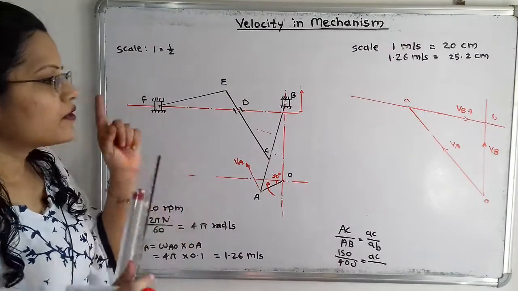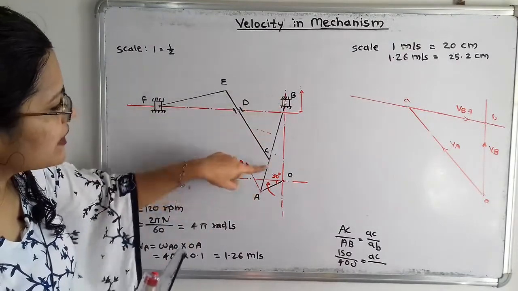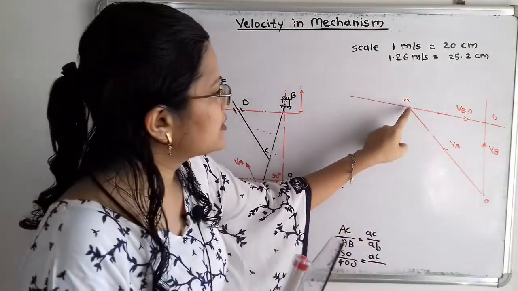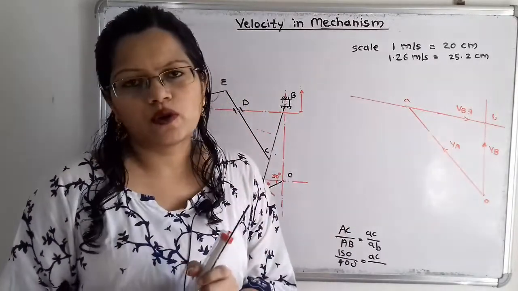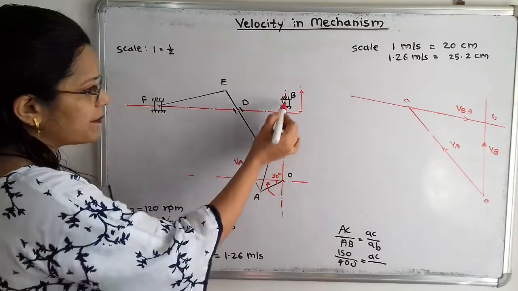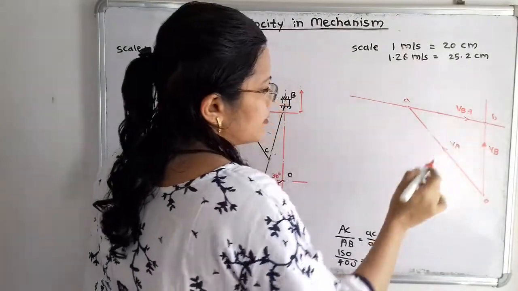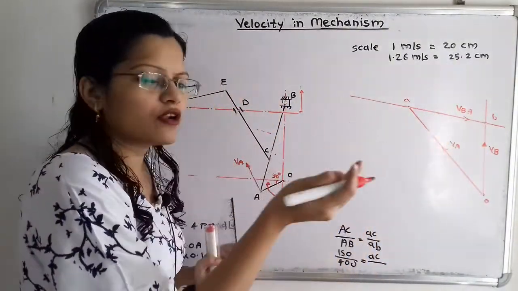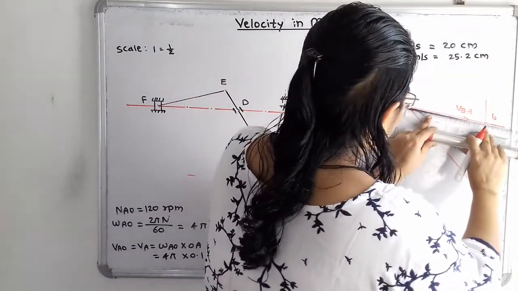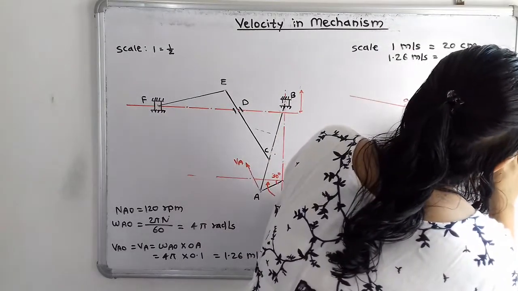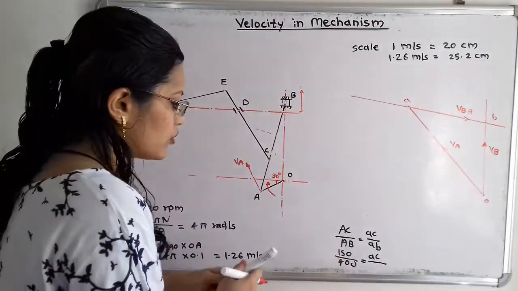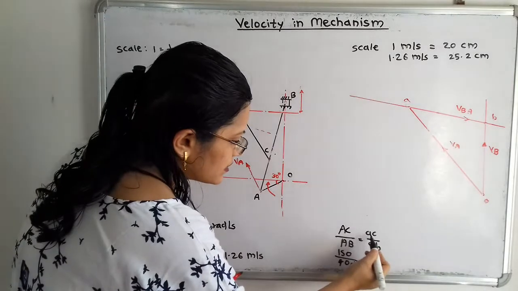Now we know that from the space diagram, on this link AB there is a particular point, the point C, and we have to locate this point C on this vector AB. So how to locate it? For that we will take a ratio. From the space diagram we can write AC by AB equals AC by AB. The location of C in the velocity diagram is not known, but the length of AB is known, which is 16.5 centimeter.